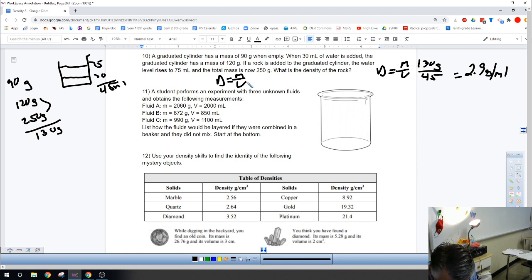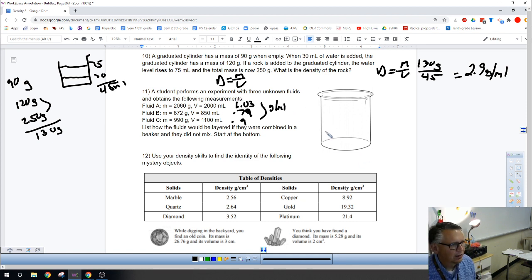So I'm just gonna do 2060 divided by 2000. That one has a density of 1.03. And if I take 672 divided by 850, that one would be 0.79. Oops, that's supposed to be a 9. And then if I take 990 divided by 1100, that would be 0.9. And those are all going to be labeled in grams per milliliter.